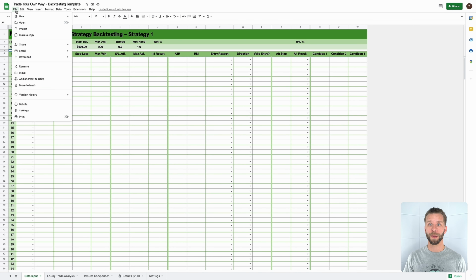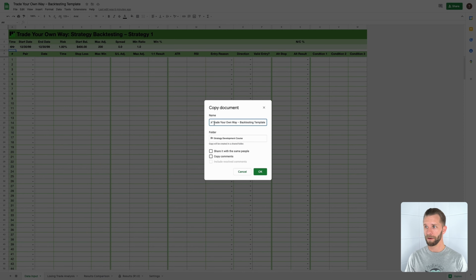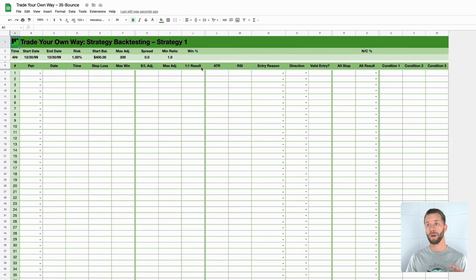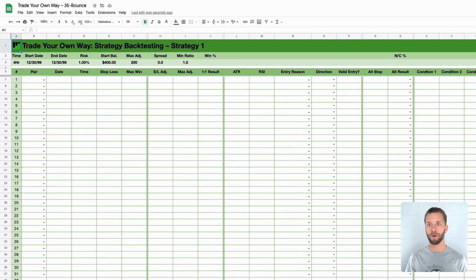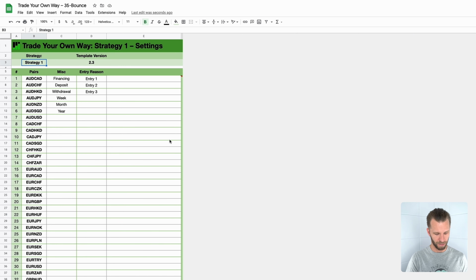We'll then make a copy and we'll name it after the strategy we'll be backtesting. So if we say 35 bounce, we load our new spreadsheet, and if we go across to settings, we can actually customize the name here. Whatever you type in here will come up in the title, so it's very easy to see which strategy you're on at all times.